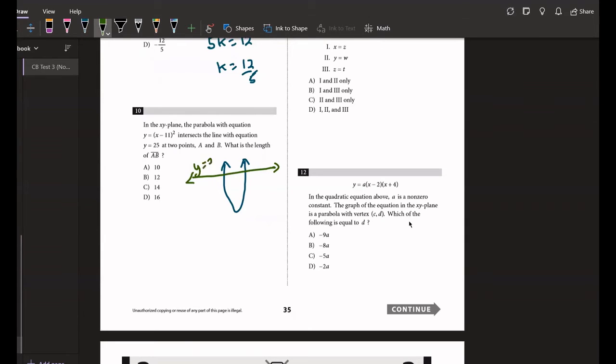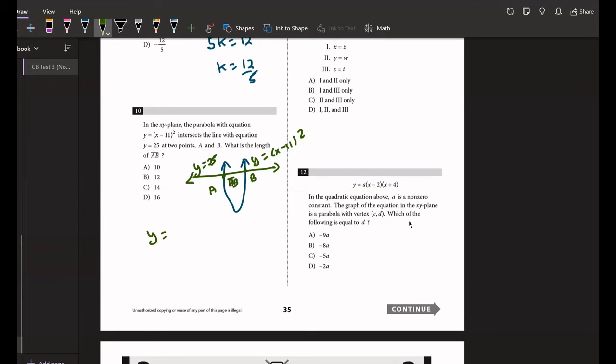That's your y equals 25 and that's your y equals (x minus 11) the whole squared, at 2 points A and B. So this is point A, this is point B, right? And you're supposed to find the length of AB. So if you find the x coordinate of A and the x coordinate of B and find the difference of the two, that will give you the length of AB, right? Because the line does not move in the y direction, it moves only in the x direction.